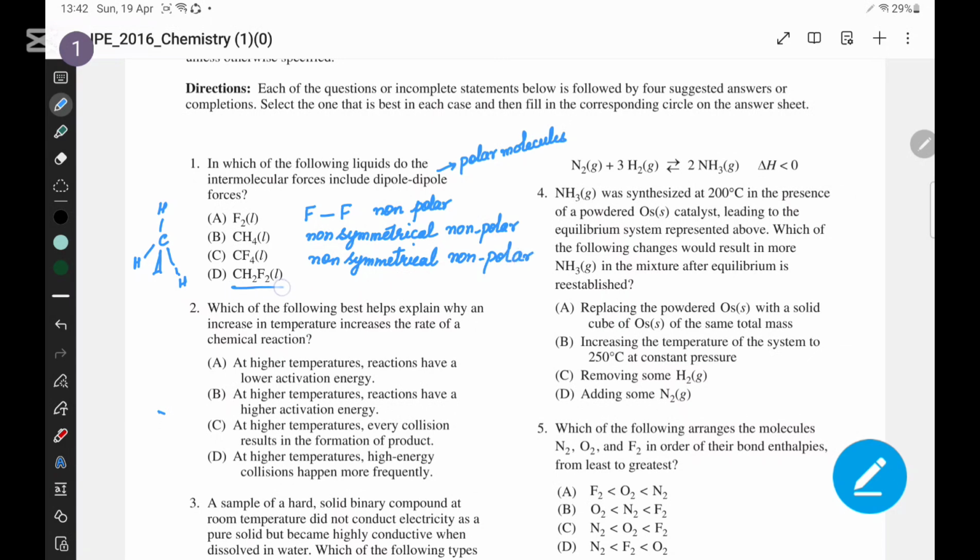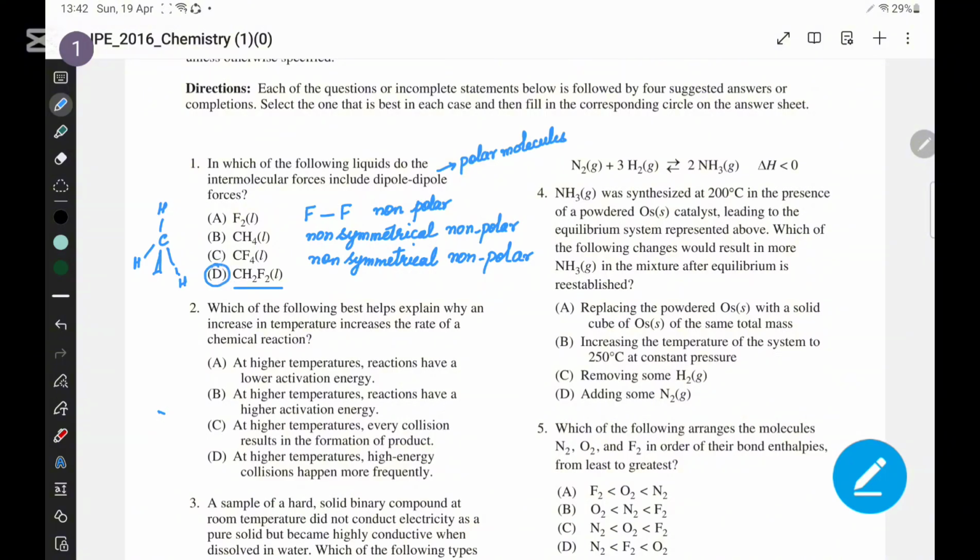While if you see CH2F2, that is the only molecule which is going to have dipole-dipole force, because it is a non-symmetrical molecule, the surrounding atoms are not the same. The central atom is carbon, the surrounding atoms are hydrogen and fluorine. So it's not the same, so our answer is going to be D.